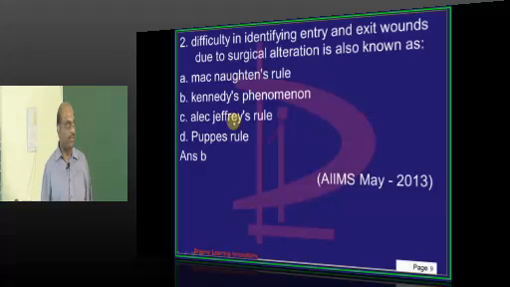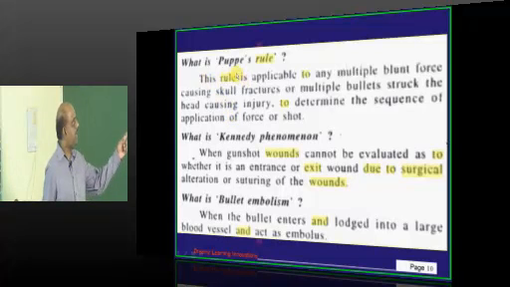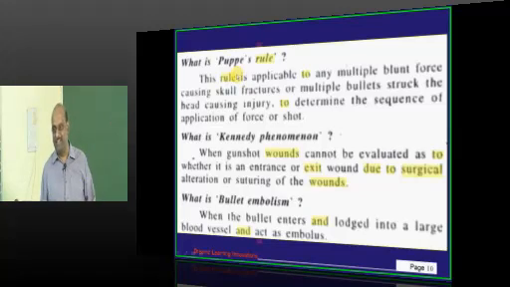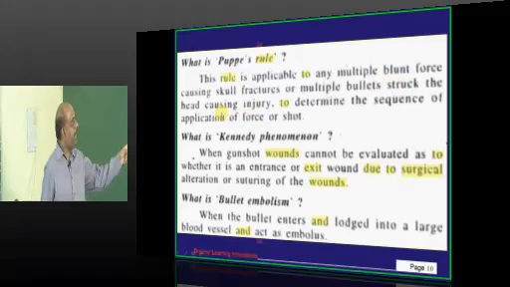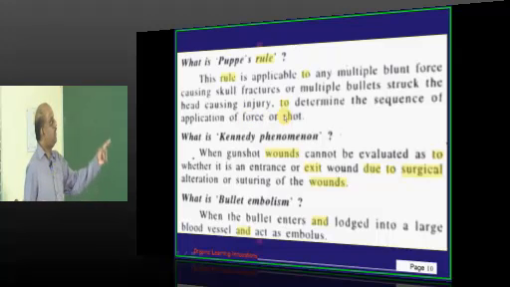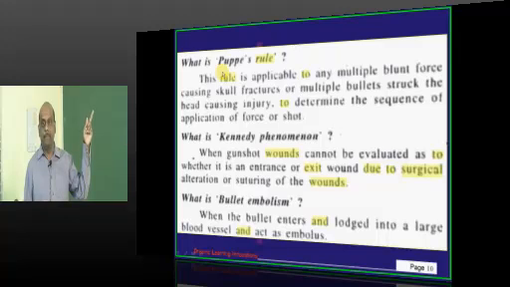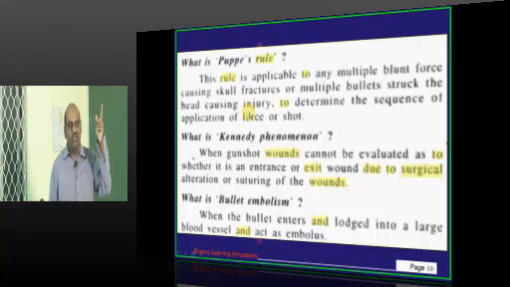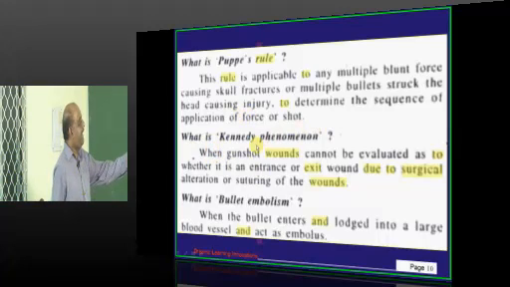Kennedy phenomena. So, what are the other questions which can come? Pappu rule, Puppy's rule, whatever. The rule is applicable to any multiple blunt force causing skull fracture or multiple bullets struck the head causing injury, to determine the sequence of application of the force or shot. It is called Puppy's rule, which can come in AIIMS November 2013. Kennedy phenomena is already said.